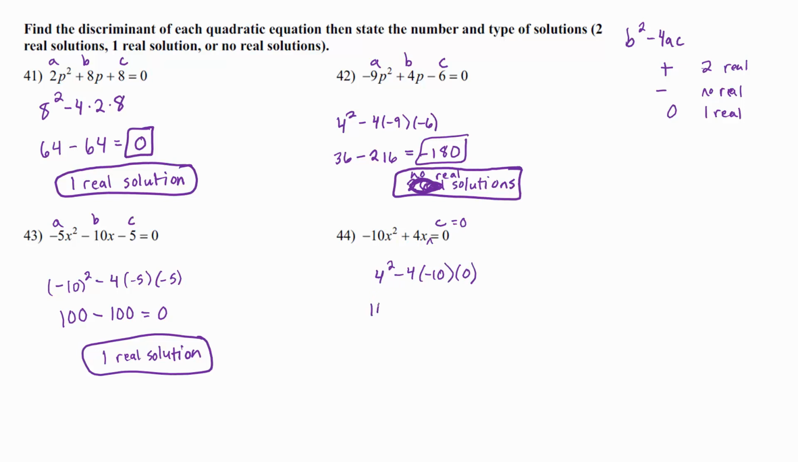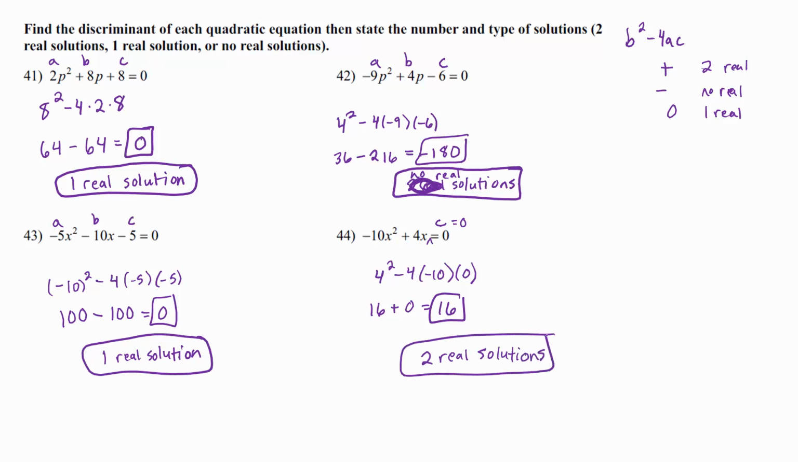So this is 16. 4 times 10 is 40, times 0 is 0, so plus 0. Well, that's still 16 as our answer, or half of our answer. And then since it's positive, we would square root 16 and get 2 answers because we know the square root of 16, or we know we can find it. 2 real solutions is the other part of our answer.